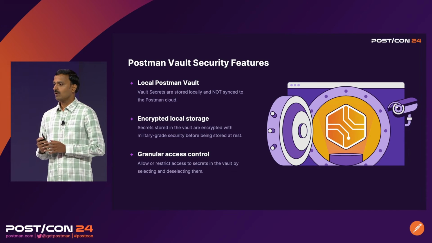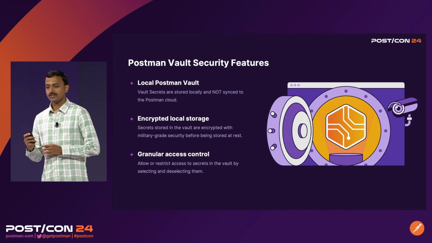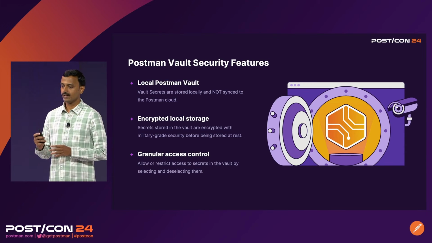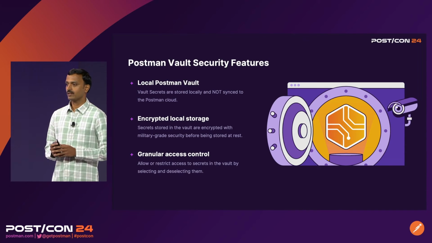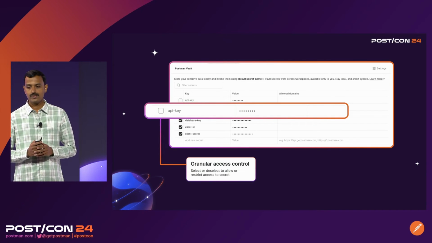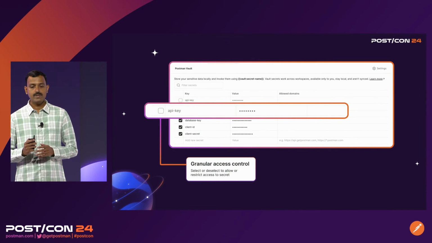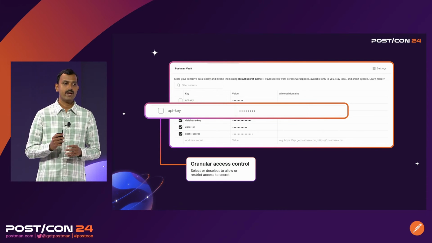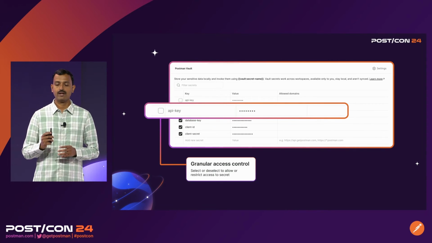You can allow and restrict access to the vault secrets by selecting or deselecting them, giving you granular access control. In this screenshot, you can see you have deselected the API key. That means that this API key will not be accessible during the runtime.